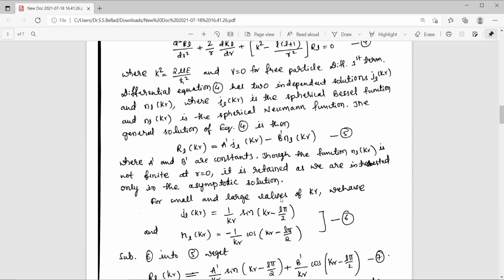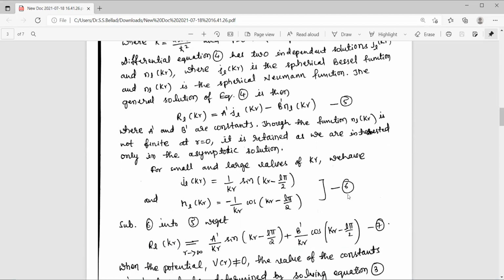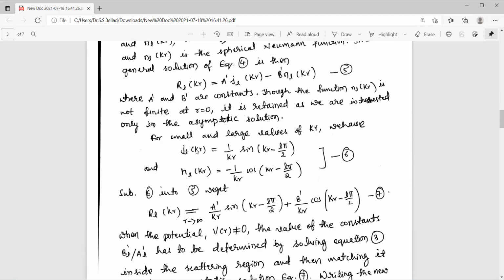For small and large values of kr, the Bessel function can be written as 1 by kr into sine of kr minus L pi by 2. And the Neumann function is written as minus 1 by kr cos of kr minus L pi by 2. So these two functions we are writing in this way for small and large values of kr.